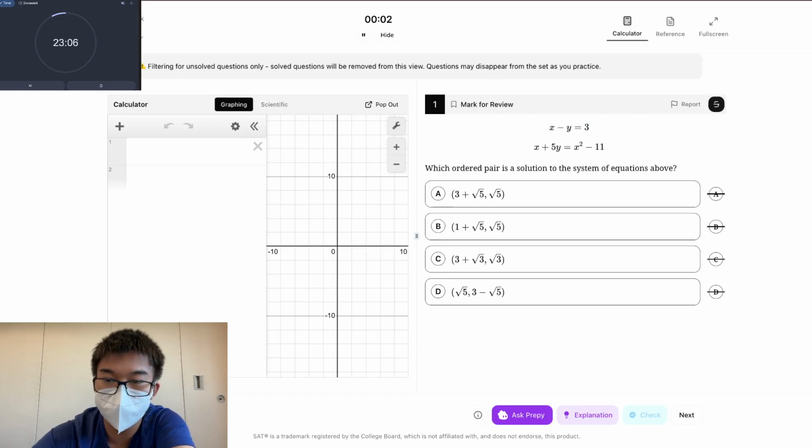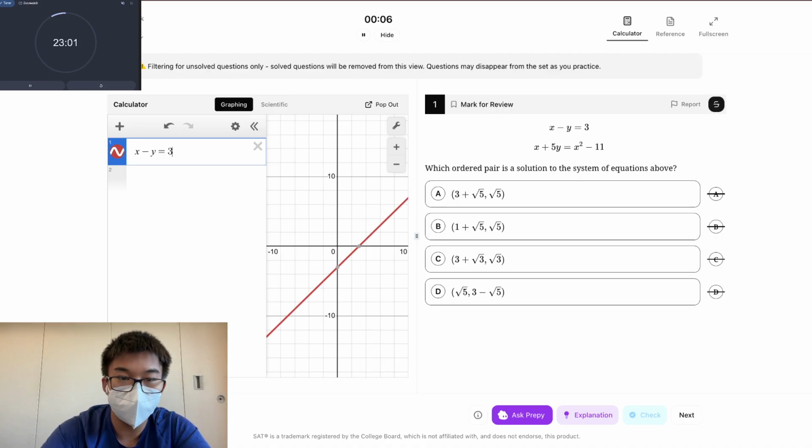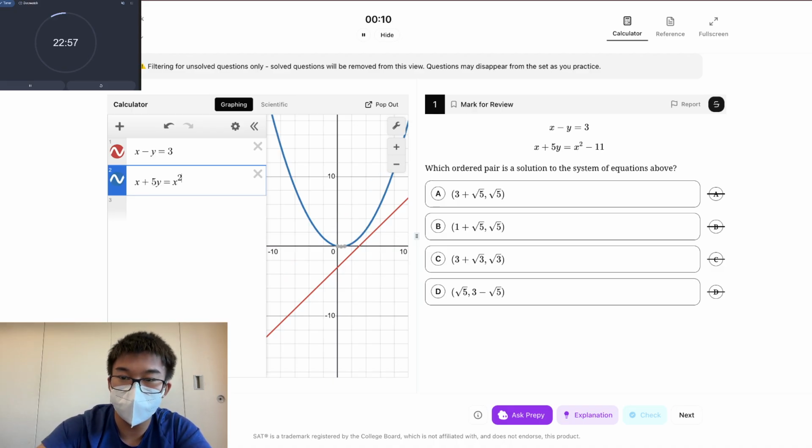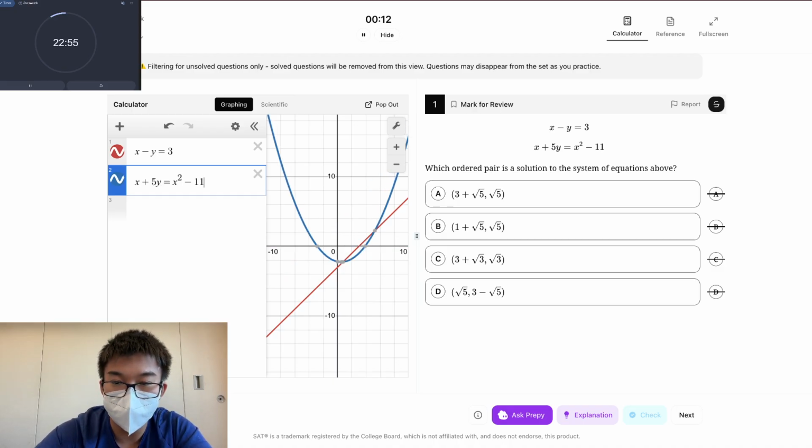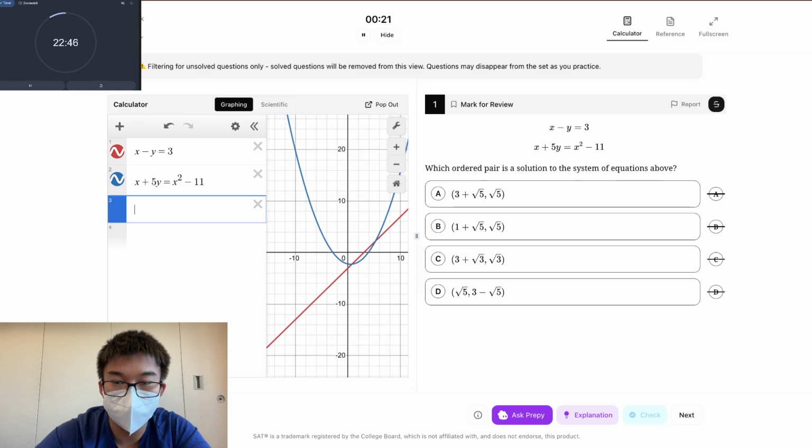Okay, y is equal to plus 3. Oh yeah, this is simple. You just plug it in. That's y equals 3. Then you have the next one, x plus 5y, x squared minus 11. And then you just find a pair solution for these. So in the SAT you can't really plug it in, I guess. So that's a very pain in the butt.